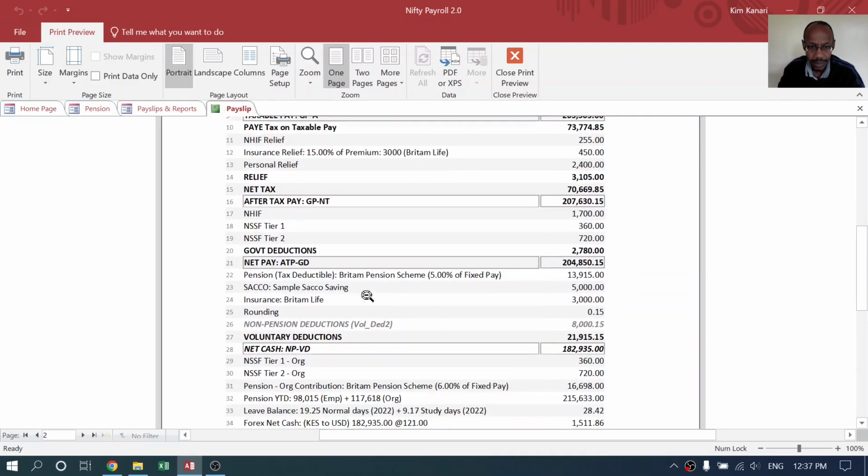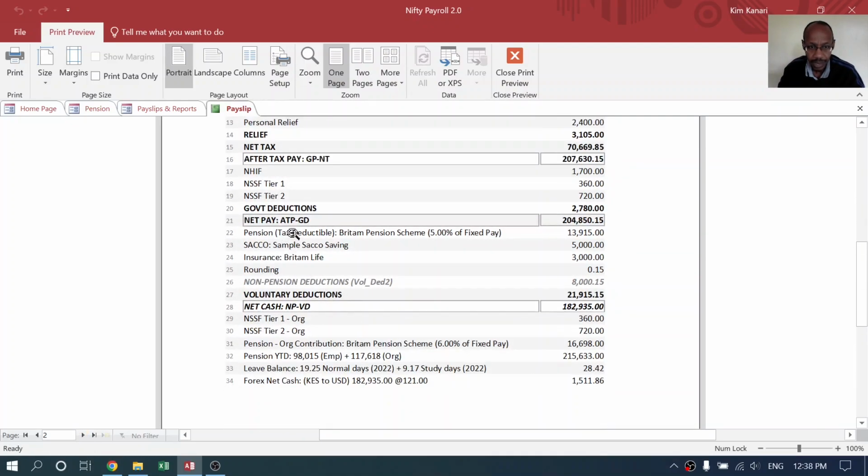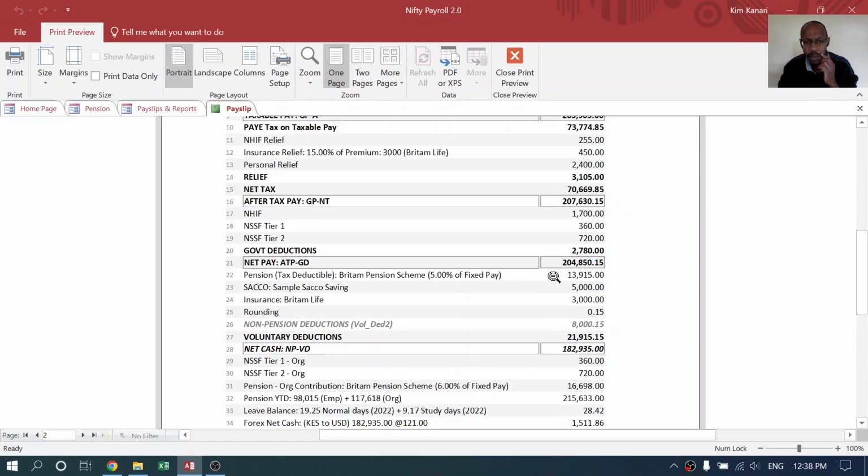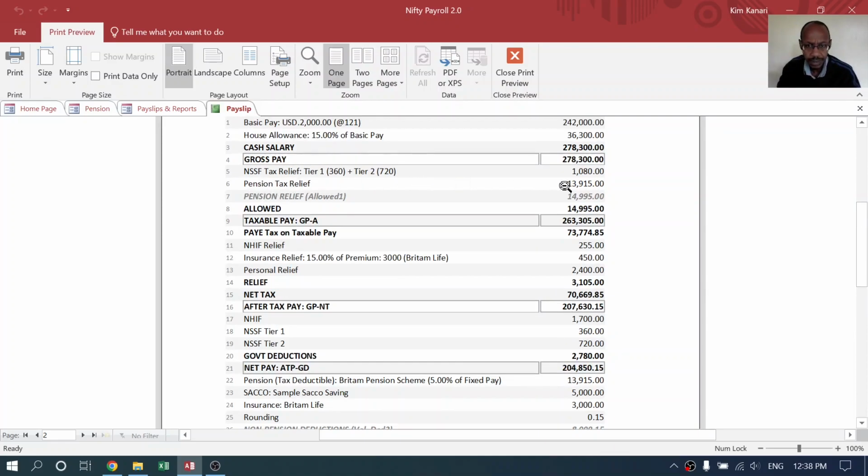In this case, the pension scheme is tax deductible. So you have the employee's contribution, and then you have the employer's contribution in number 31. Employees is number 22. And when we go up, we'll find that pension tax relief is sitting here for the employee's portion of the employee's contribution is tax allowable. So it increases tax allowed, which reduces taxable pay. And there's no benefit on this one.